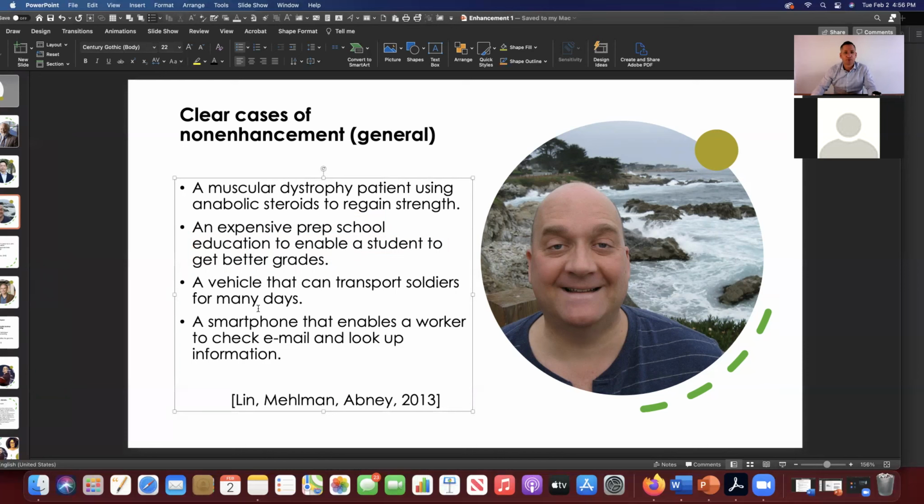A vehicle that can transport soldiers for many days. So, the second and third bullet points here are just kinds of improvement. They seem to go beyond thinking about things biomedically. And then a smartphone that enables a worker to check email and look up information. So the only real example here that seems to be a biomedical one, in contrast with the previous slide, is the first example here.